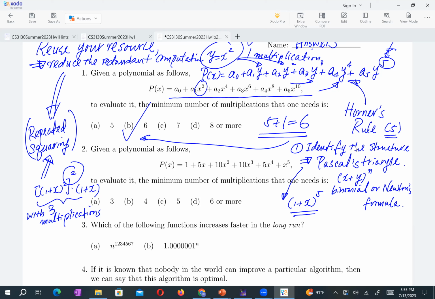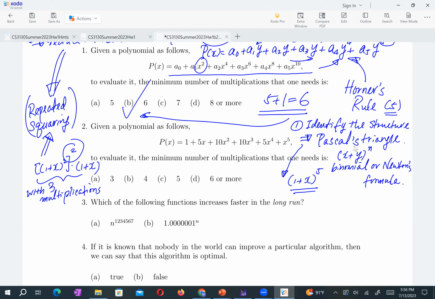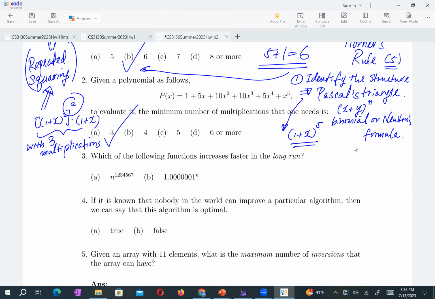Here, in this way, I just emphasize the squaring operation. Also a little compact. No problem. So the answer is 3 multiplications, not 4. Question number 3.